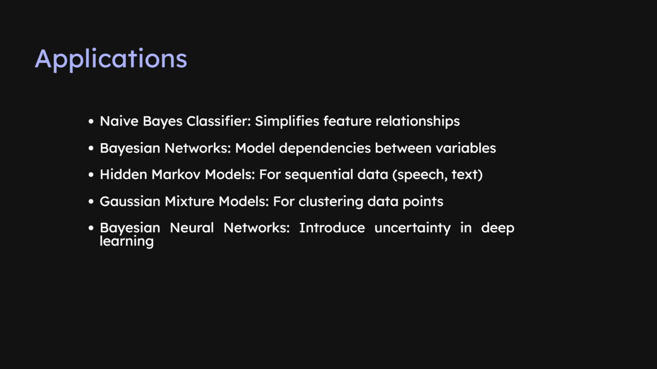Naive Bayes is for simple feature relationships. Bayesian networks model dependency between variables, and hidden Markov models are for sequential data like speech, text, and so on. Gaussian mixture models are for clustering of data points, and Bayesian neural networks introduce uncertainty in deep learning networks. So, to deepen our understanding, let's view the notebook where we will explore these concepts deeply with practical coding examples.